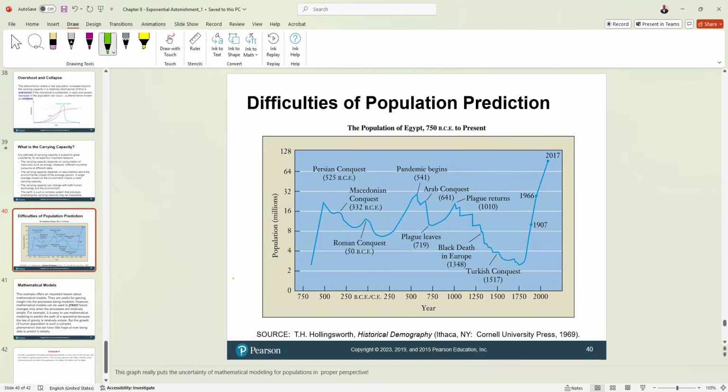So you can see how the population grew over the years, from 750 to 2017 so far. That's how we put it together.